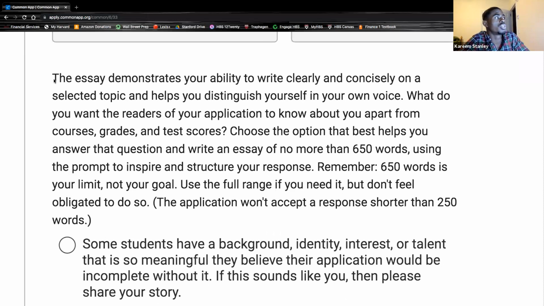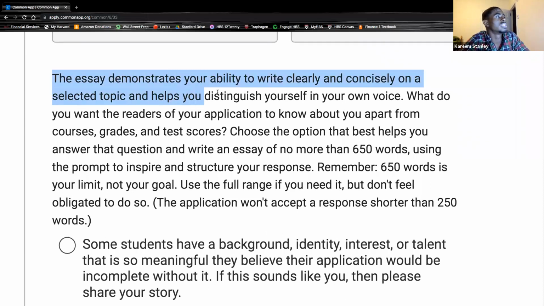So the prompts. The essay demonstrates your ability to write clearly and concisely on a selected topic and helps you distinguish yourself in your own voice. What do you want readers of your application to know about you apart from your courses, grades, and test scores? Choose the option that best helps you answer that question and write an essay of no more than 650 words, using the prompt to inspire and structure your response. Remember, 650 words is your limit, not your goal. Use the full range if you need it, but don't feel obligated to do so.